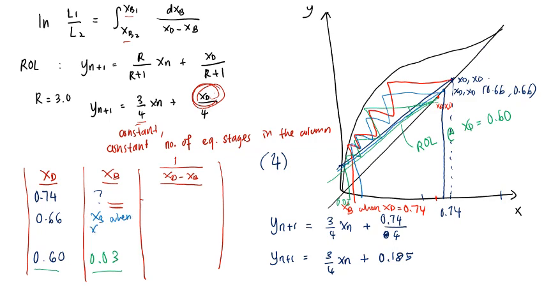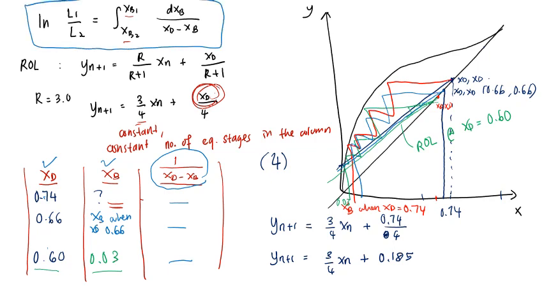Then you step off also 4 times to get another xb when xd is 0.66. Okay, now that you have the value of xd and value of xb, 3 points, you can calculate what is 1 over xd minus xb. So you have 3 values, right? So you can guess what is the next step, since the Rayleigh equation looks like this. So the next step is to plot another graph.